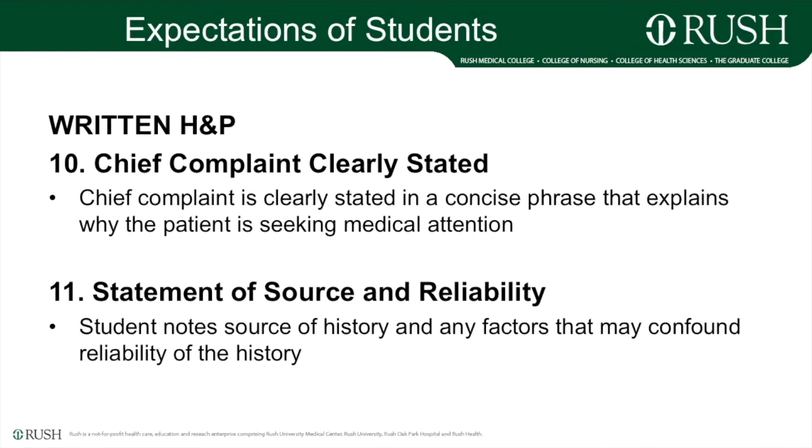Number 10, the chief complaint is clearly stated. The chief complaint should be stated in a concise phrase that explains why the patient sought medical attention. Number 11, the student should also have a statement of the source of the history as well as the reliability. They should include any factors that may confound the reliability of the historian.